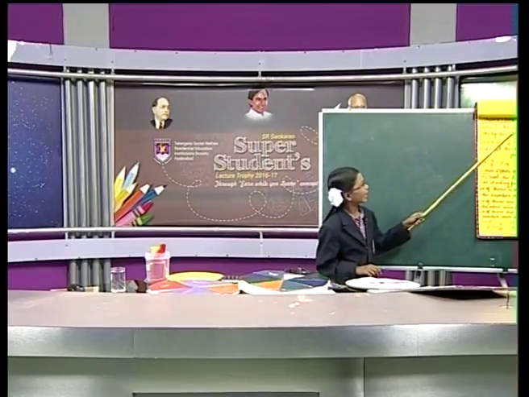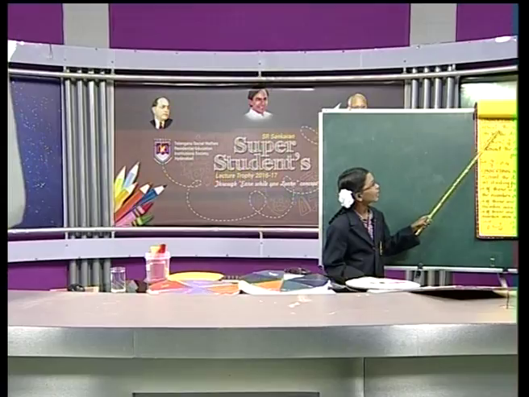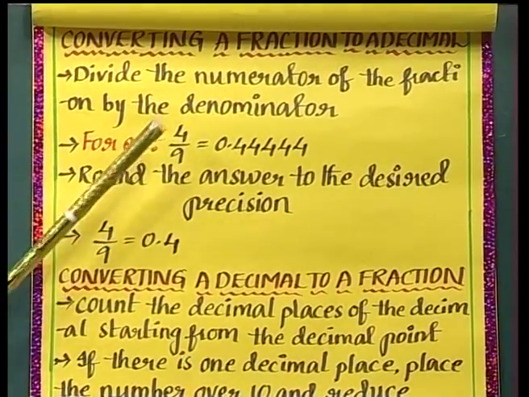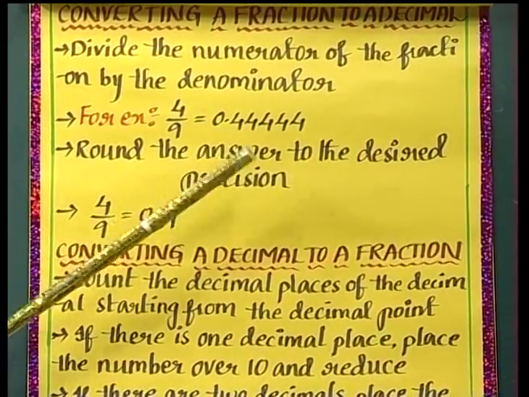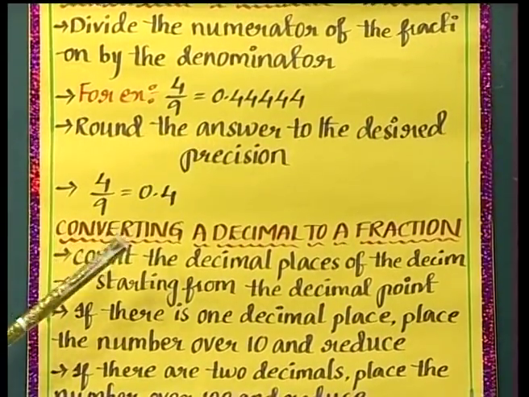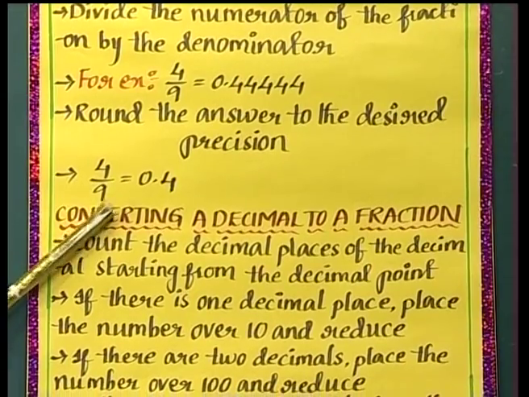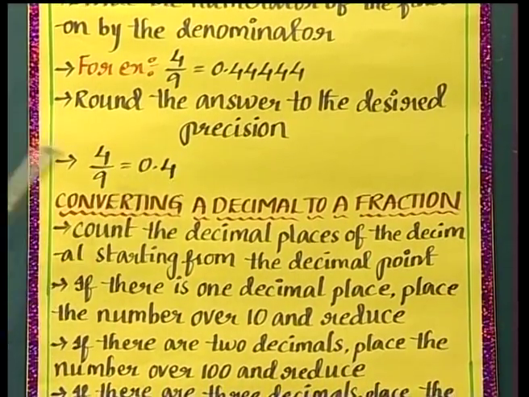Friends, now convert a fraction into a decimal. Divide the numerator of the fraction by the denominator. For example, 4 by 9 is equal to 0.444. Rounded, the answer is 4 by 9 is equal to 0.4.